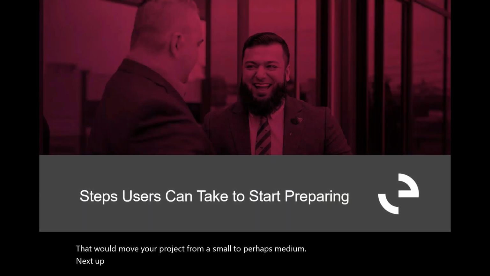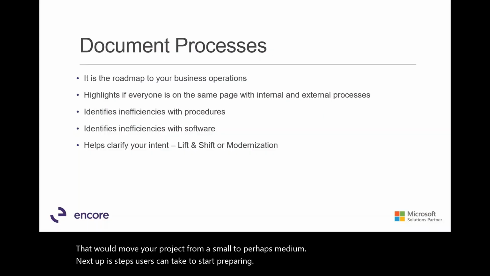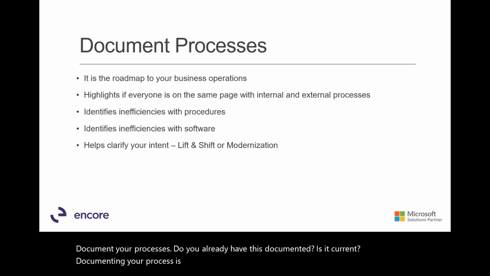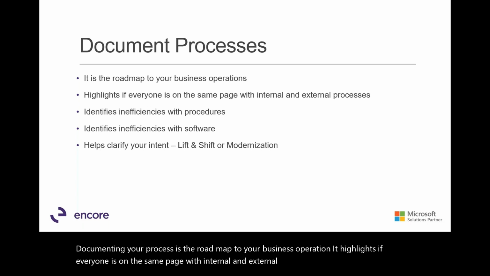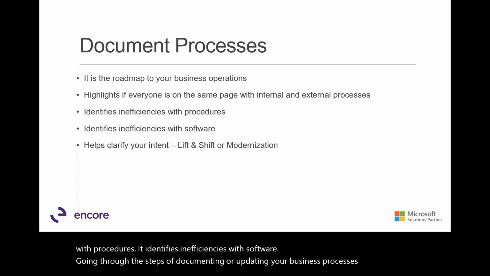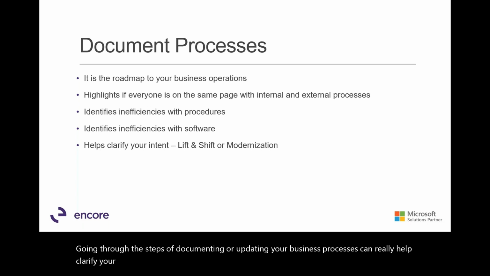Next up is steps users can take to start preparing. Document your processes. Do you already have this documented? Is it current? Documenting your process is the roadmap to your business operation. It highlights if everyone is on the same page with internal and external processes. It identifies inefficiencies with procedures. It identifies inefficiencies with software. Going through the steps of documenting or updating your business processes can really help clarify your intent, lift and shift, or modernization.